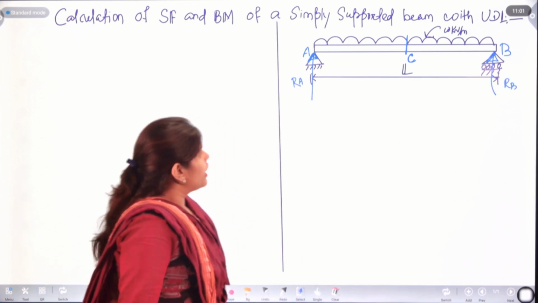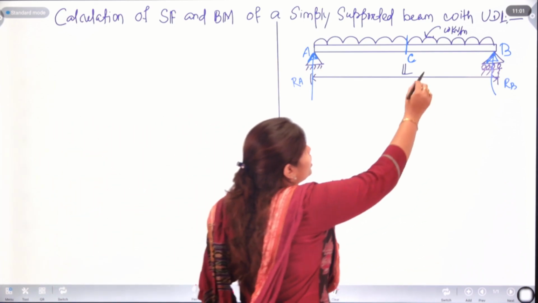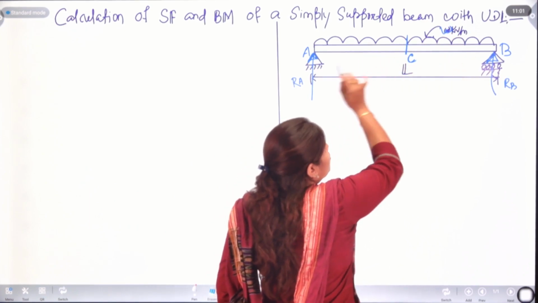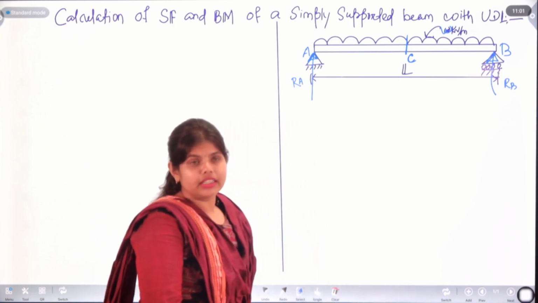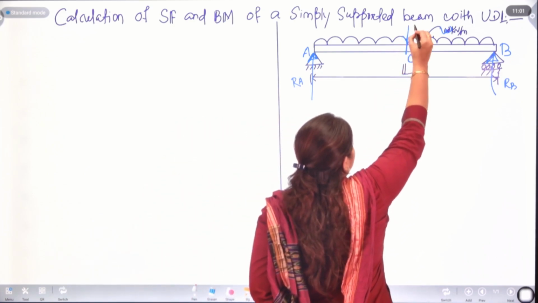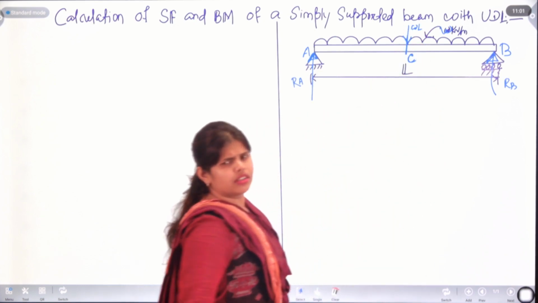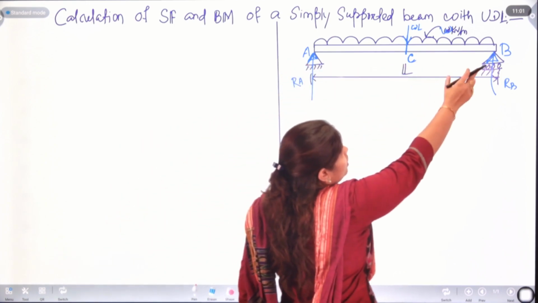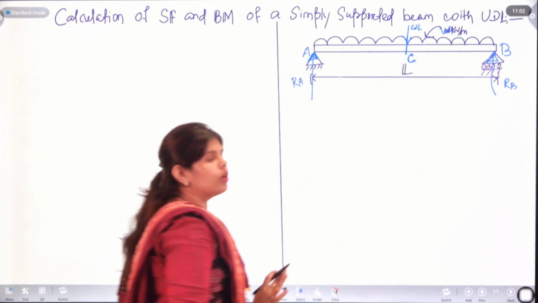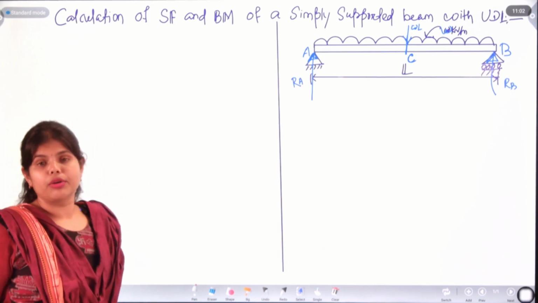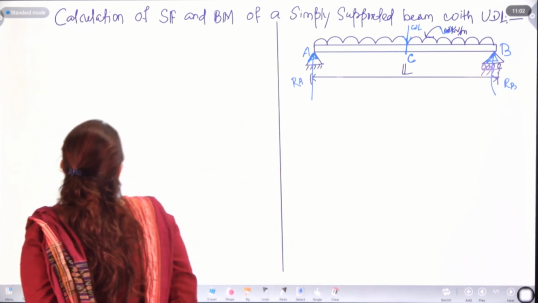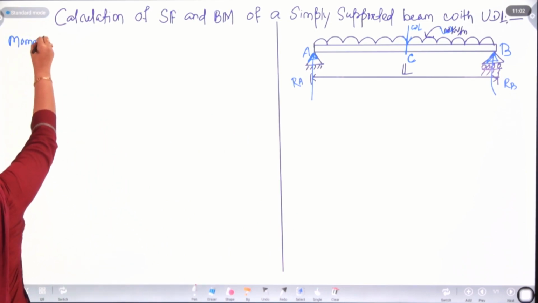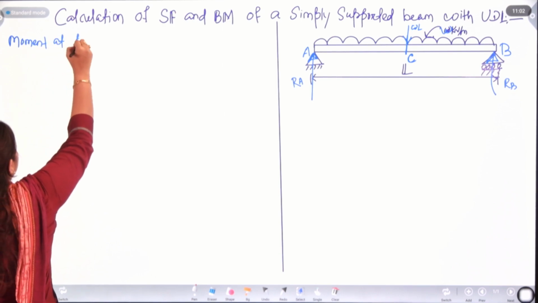If we just notice, we know W kilonewton per meter is the application of load, and applying where? At the total length. So the total load will be WL, we can write, because W kilonewton is applied over the whole part of the beam. Next, how to find out the reaction forces? First, let's take moment at point B.